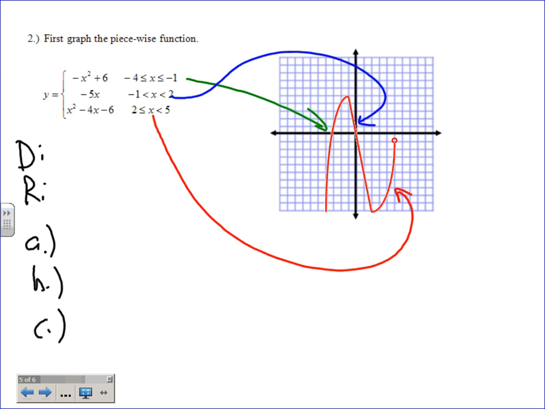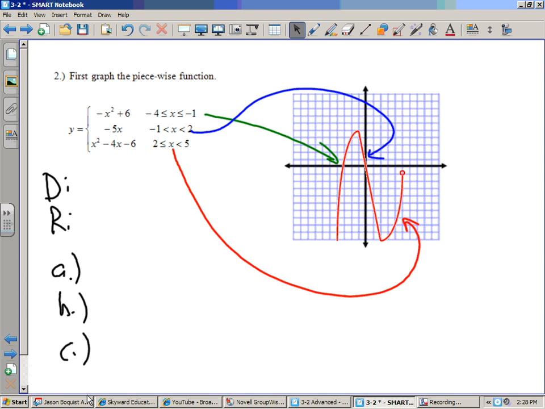The reason I gave you the graph is because you're getting pretty good at them. You're not great yet, but you're getting pretty good at the piecewise. But in the next few minutes here, I want you to get the graph on there, and then do domain and range, and then do parts A, B, and C from up above. Okay? And why don't you take some time to get that done?